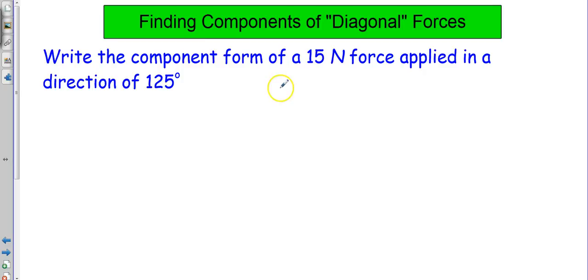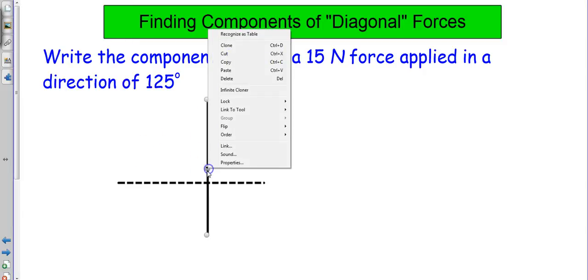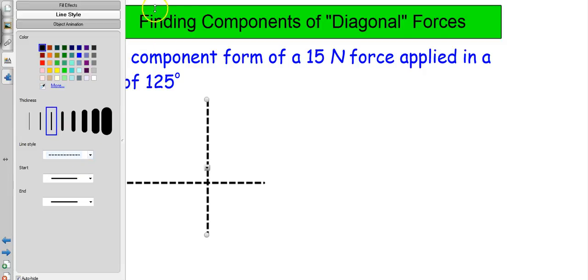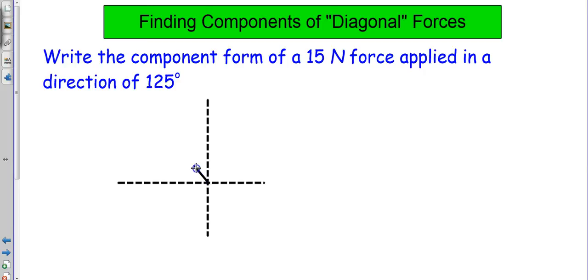We want to write the component form of a 15 Newton force being applied in the direction of 125. So let's go ahead and model that scenario. First thing, let's get some axes on here. So I've got my axes on here. So here's my vector. It is 15 newtons being applied in a direction of 125. So this thing's going to look probably something like this.